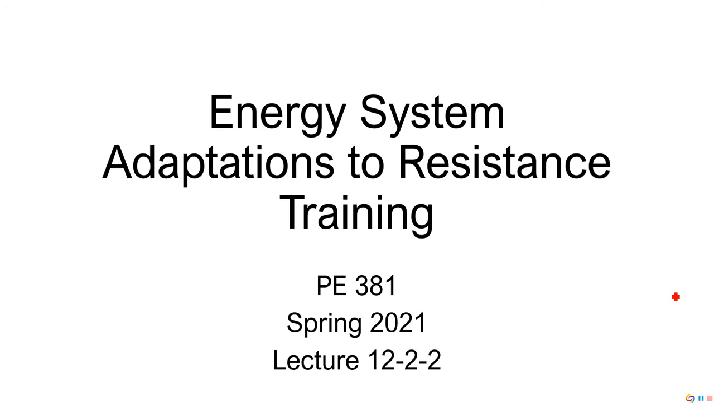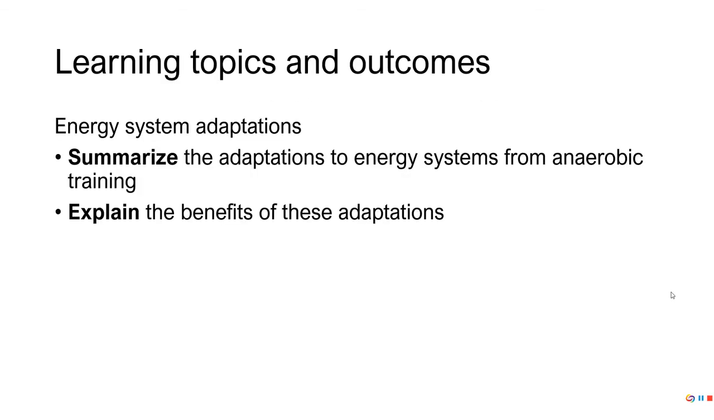Okay, so we're going to keep going with the anaerobic and resistance training by talking about energy system adaptations. And this is going to be really short, but it's important. So here are the two outcomes that we have for this one. And so when we're talking about anaerobic and resistance training, we're really focusing on two systems. And those two systems are the ATP-PCR system as well as glycolytic.